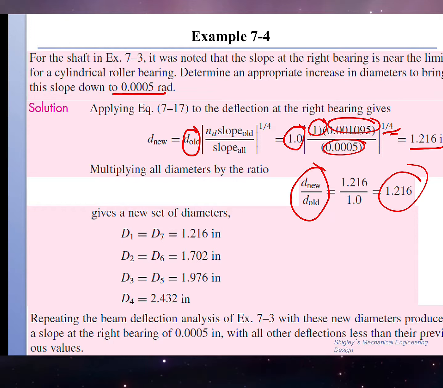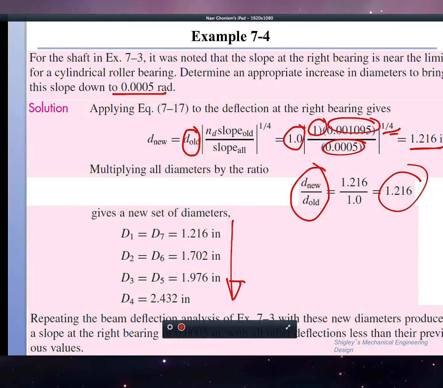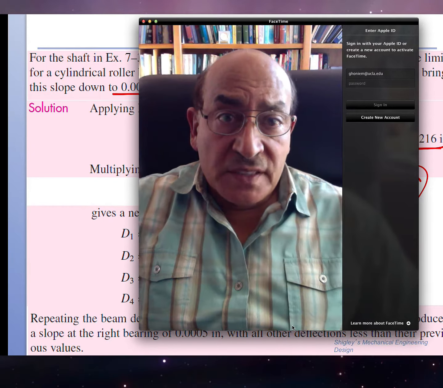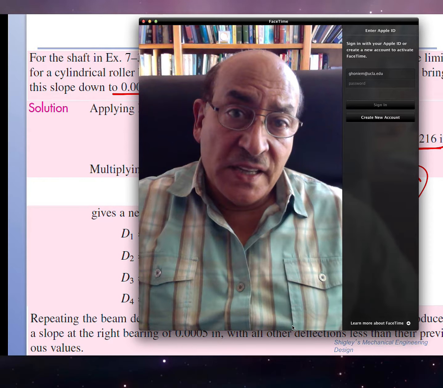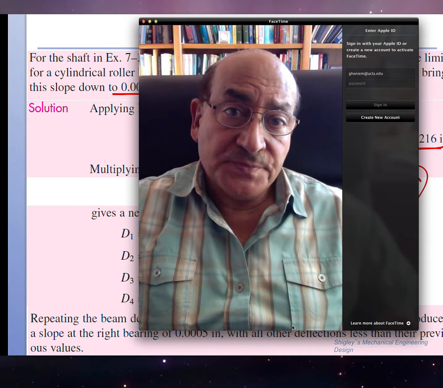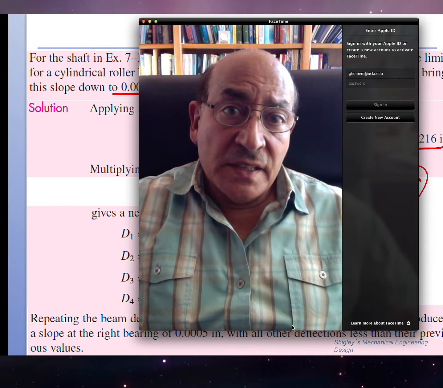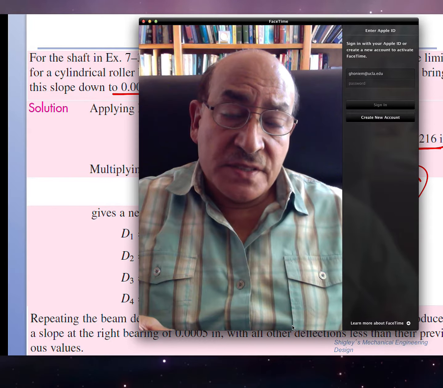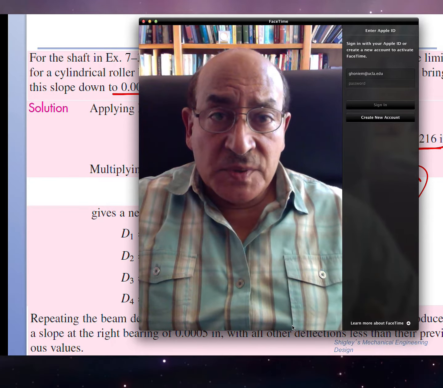21.6%. And therefore we can actually apply that ratio to all the diameters that we have selected and bump them up. We know now that we have 4 diameters, the ones that are supporting the bearings. We selected 1 inch. Now they have to be raised to 1.216 inches, and then the small side of the shoulders on the 2 gears will also have to be raised, and so forth.